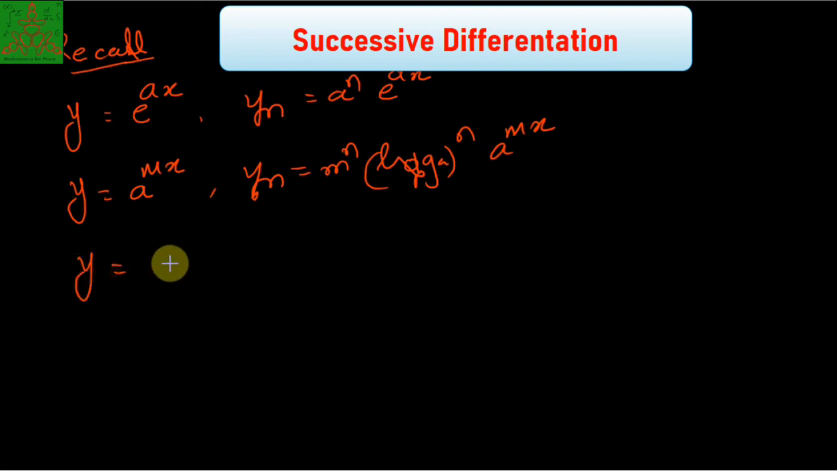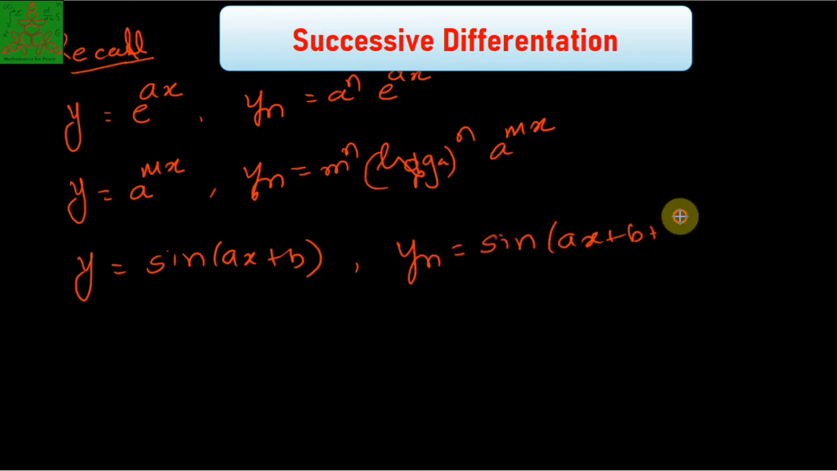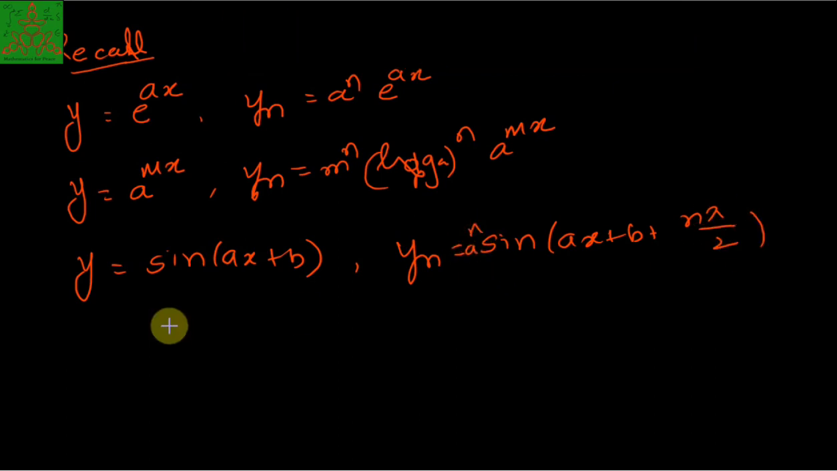And the last one we discussed is sine of ax plus b. The nth derivative of the sine is sine of ax plus b plus n pi by 2, into a power n. And I gave you as an exercise that if you use cos instead of sine here, then you will have cos on the other side.